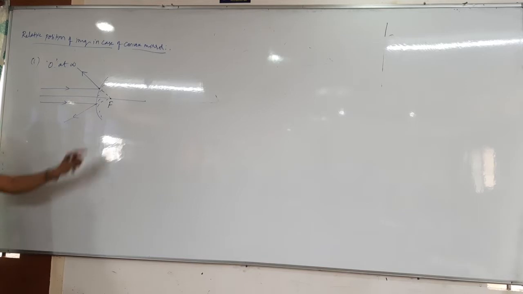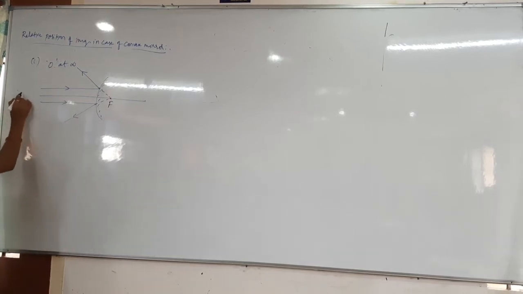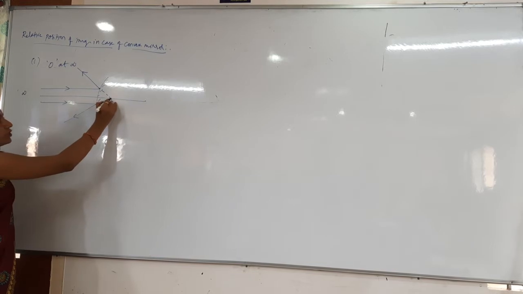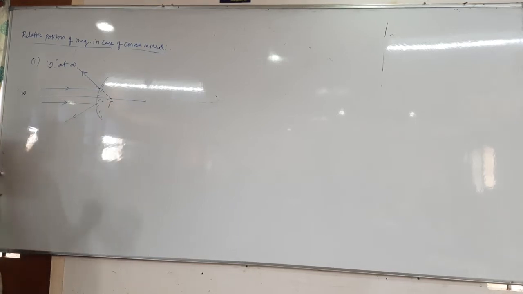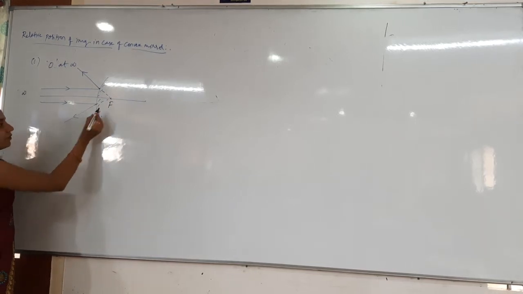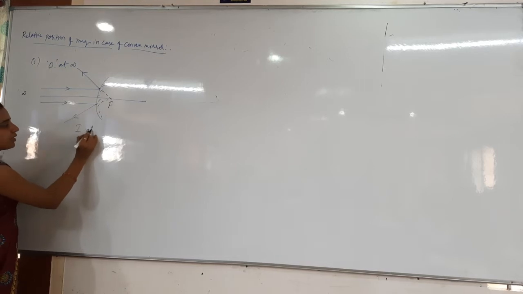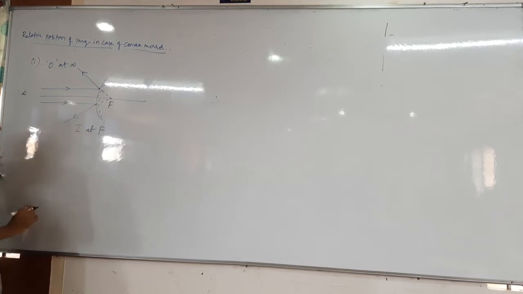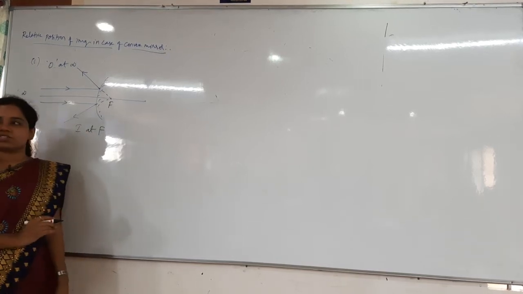Otherwise, whenever the object is at infinity, the image will be formed at the focus only. Already we know that. This is which type of focus? Virtual focus. I said already yesterday, for the concave mirror that will be real focus, and for this it is virtual focus. Now at infinity, the object is bigger or smaller? Bigger only, obviously. For the bigger object you are getting the smaller image. So now tell me where the image is formed: at focus.